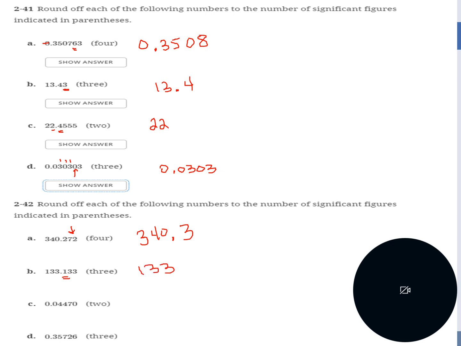2 significant figures, remember those leading zeros don't count, so 4 is our first, second, and third significant figure. The 7 is big enough to make us want to round up. And our last one, 3 significant figures, we look to the 2, the 4th significant figure there, not big enough to make us round up, so 0.357.